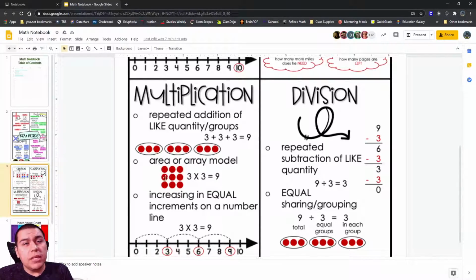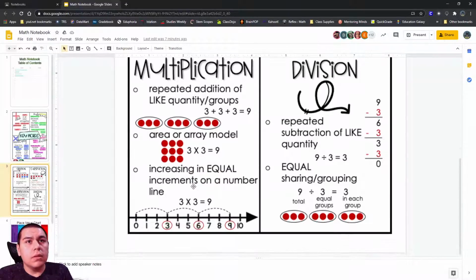Second reason is if they give me an area or an array model. If you look at how they lined up all these dots. They're all in equal rows, equal groups. Again, 3, 3, and 3. And if it's increasing, again, in equal increments. So look how many times that word popped up. Multiplication is all about equal groups, fair groups, the same number repeating over and over and over. That's super, super important to multiplication.